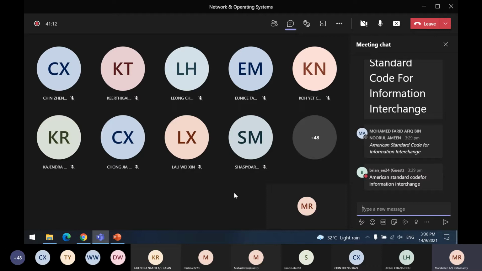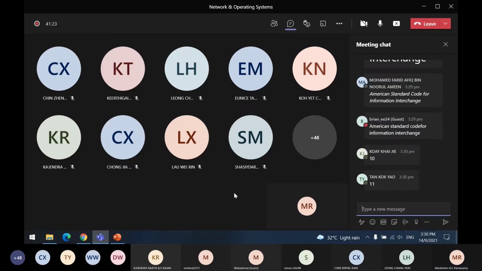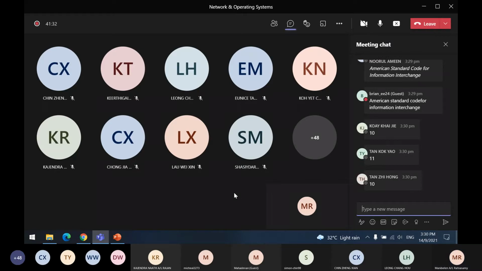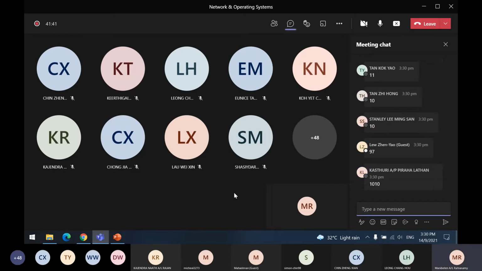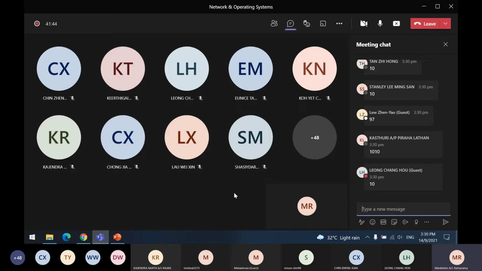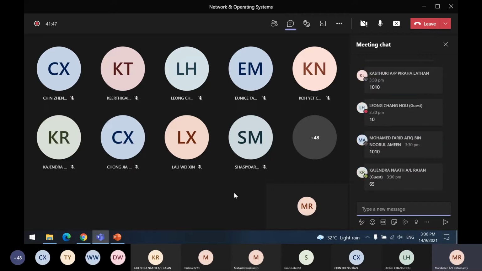Remember I said A in the ASCII table is equivalent to what value? Can anyone type A is equal to what value? Some said 10, some said 11. A in the ASCII table is equivalent to what value? ASCII table, I'm not referring to base 16. Zen typed 97, Kasturi 1010, 65, that's correct. Kajendra, you got it right. A is equal to 65.